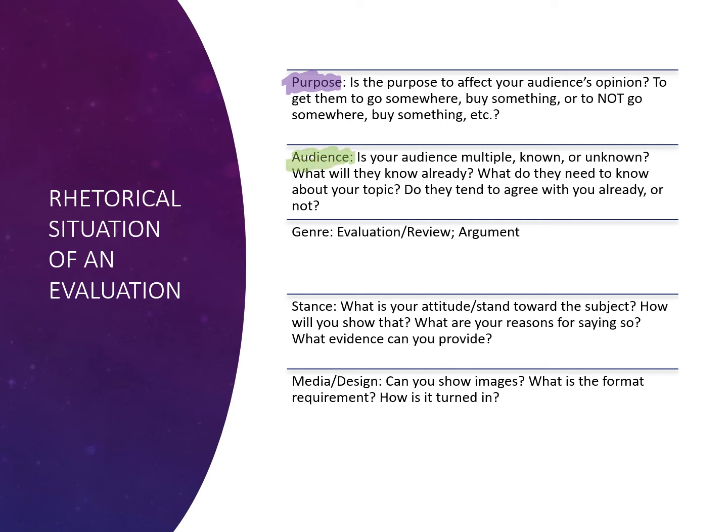Let's think about your audience. Is your audience multiple, known, or unknown? What do they know already about your topic? What do they need to know about your topic? Do they tend to agree with you already or not? And think back to one of the first slideshows about audience as well. What are some of the characteristics of your audience? What are their demographic makeups? How do you understand that audience, and what will you need to omit that they may already know?